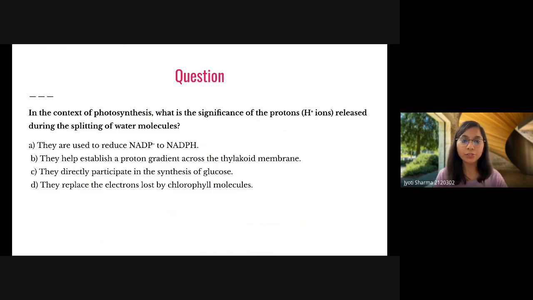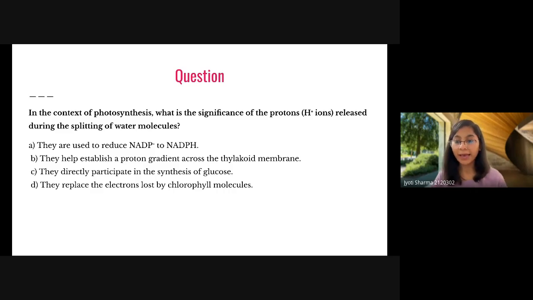Okay, so the next question is, we already have discussed this one as well using that figure, but still I have this question. In the context of photosynthesis, what is the significance of the proton, H plus ion, released during the splitting of water molecule? And we have four options. A, they are used to convert NADP to NADPH. Second option is they help establish a proton gradient across the thylakoid membrane. C is they directly participate in the synthesis of glucose. And D is they replace the electron lost by chlorophyll molecule.